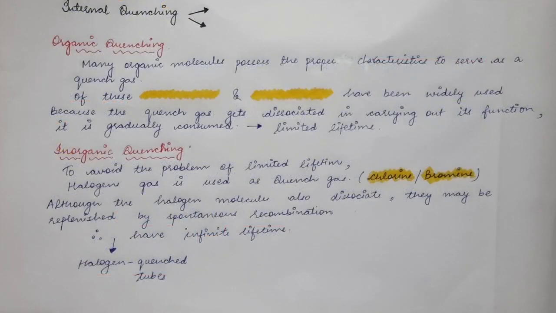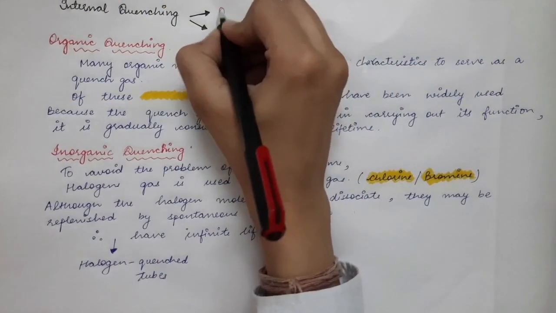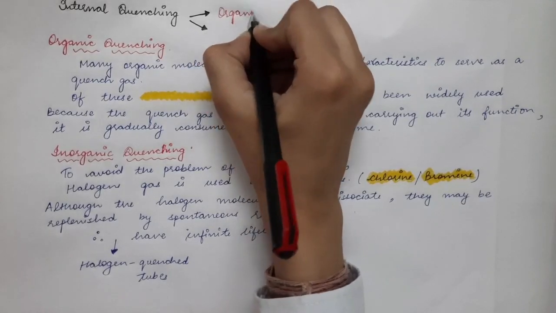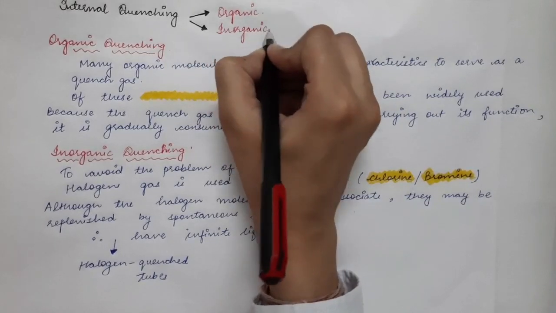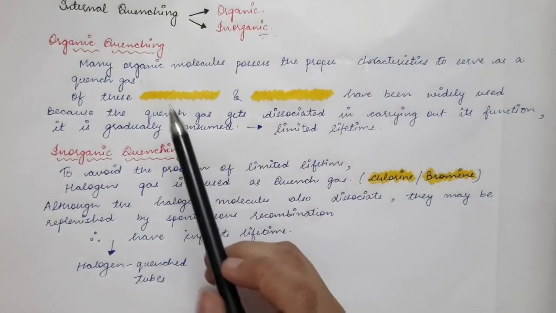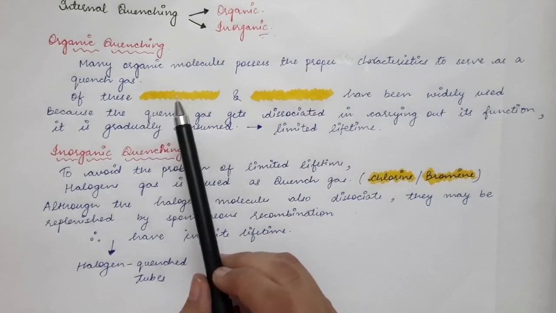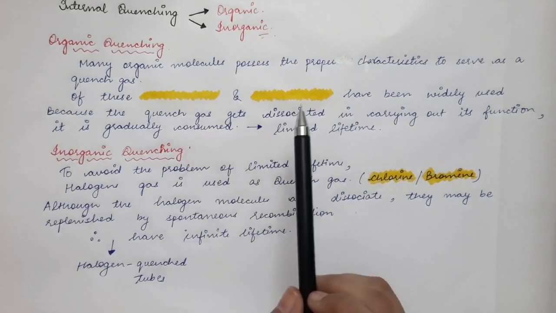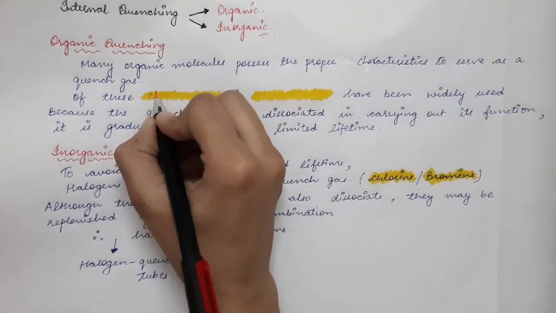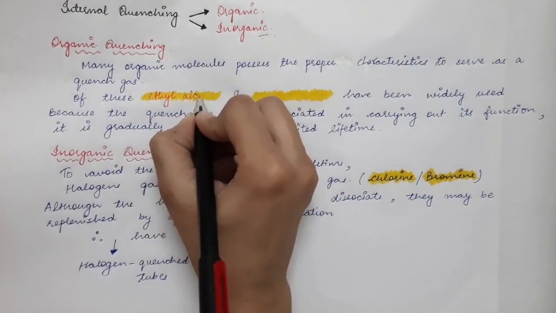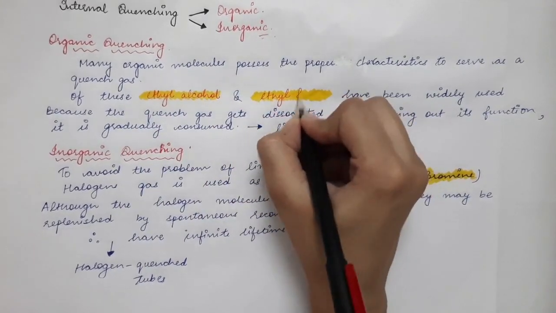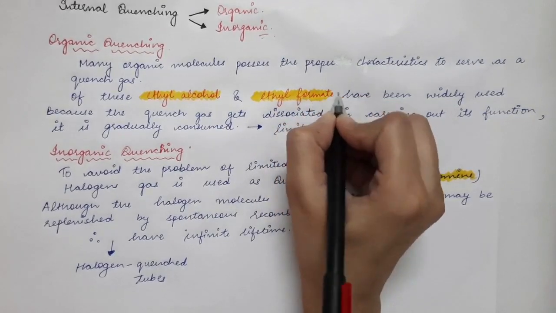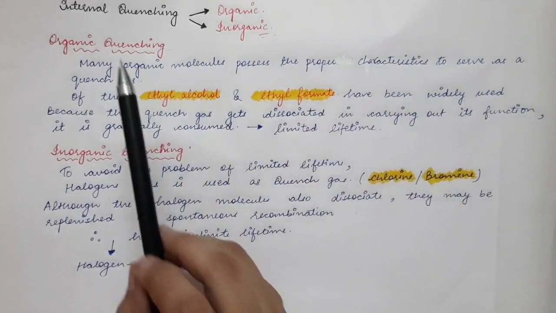Now internal quenching can also be done in two ways. First is organic quenching, and another is inorganic quenching. In the case of organic quenching, we use organic gases like ethyl alcohol and ethyl formate.